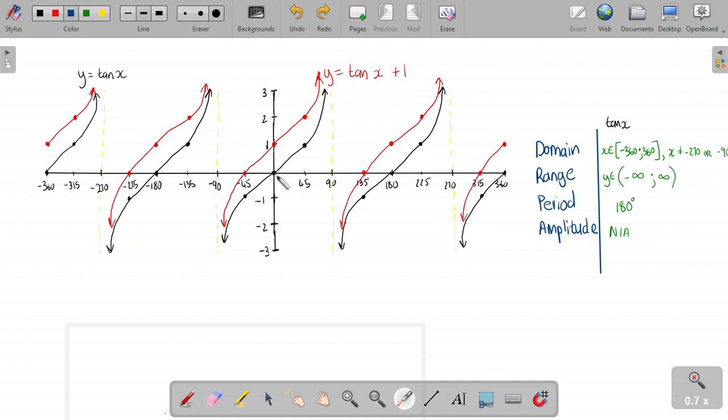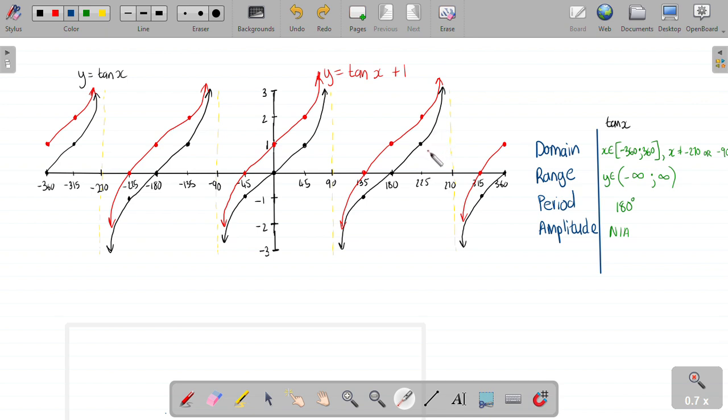So instead of it being 0, it's going to be 1. At 45 being 1, it's going to be 2. And etc. And you literally just do the same for every point. I think you can see what I have done here. So instead of at 360 the original graph being 0, it will have a plus 1. Instead of minus 1, it will be 0, etc. So that is how you draw it.